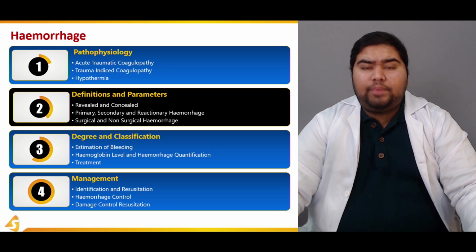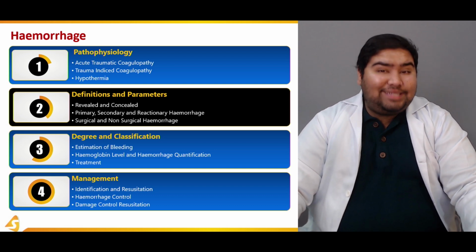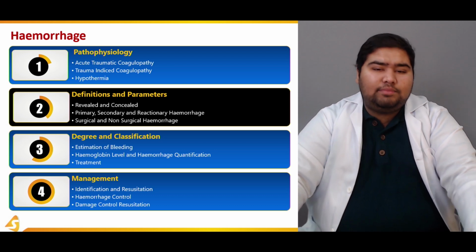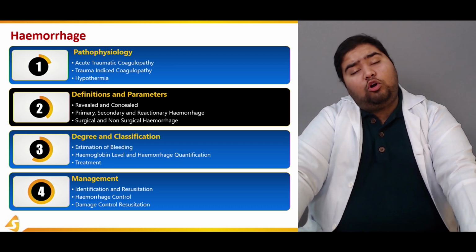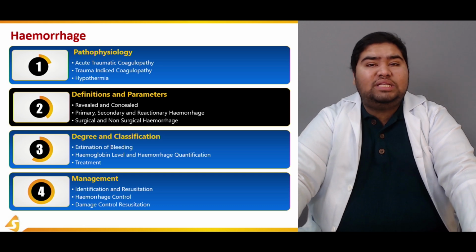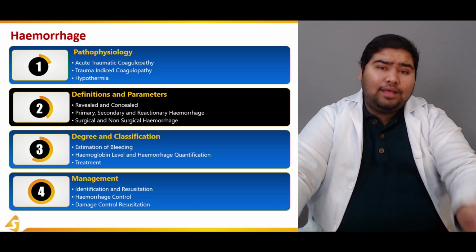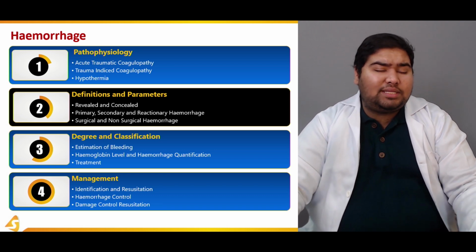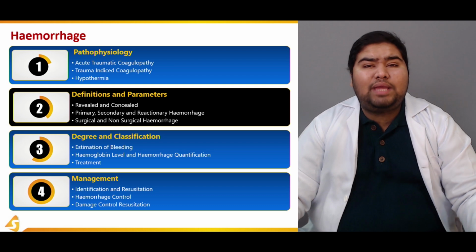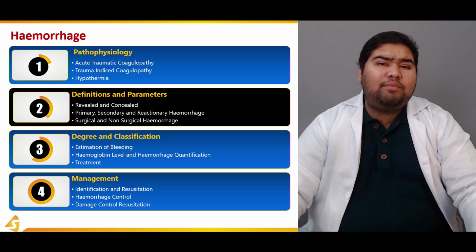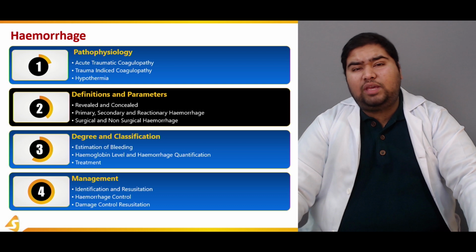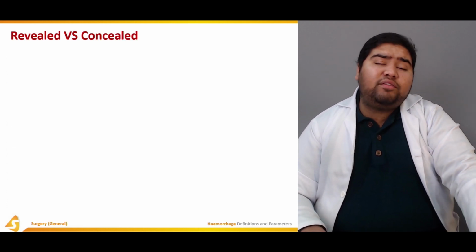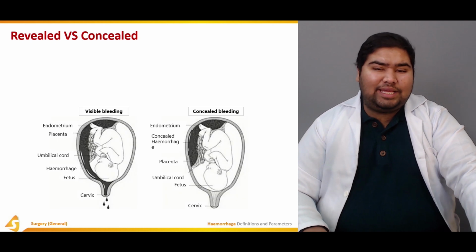We'll talk about the primary, the secondary and the reactionary hemorrhage. We'll see what these terms mean, and finally we'll talk of the surgical and non-surgical hemorrhage. Again, the need for these definitions and parameters is that you must be able to identify the type of bleeding because the management of each type is different. So, starting off with revealed versus concealed hemorrhage.